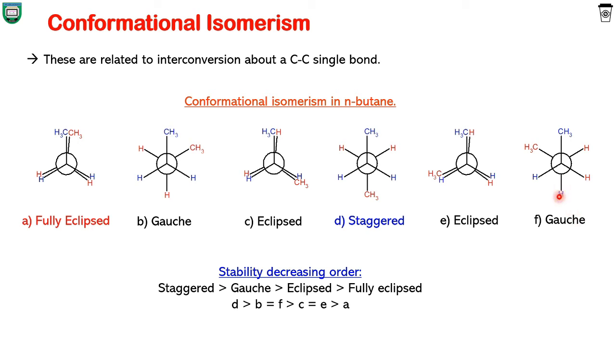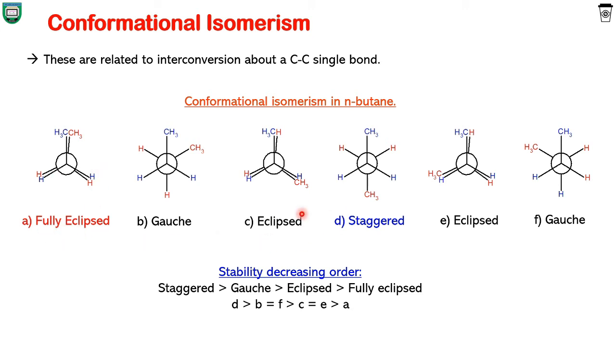Sorry, this is supposed to be red color and this is supposed to be blue color. Okay, so this conformation is called fully eclipsed because all groups are very near, side by side. On C2 and C3, all groups are very near. So these two methyl groups are very near, and these two hydrogens, these two hydrogens. This is called fully eclipsed.